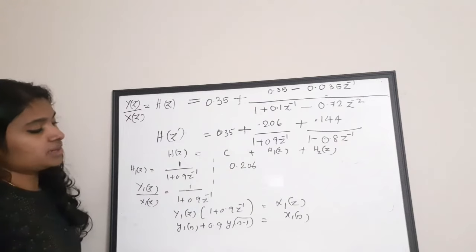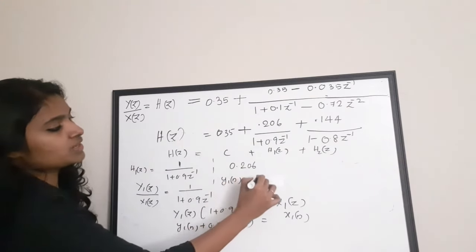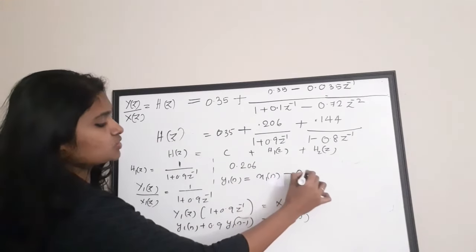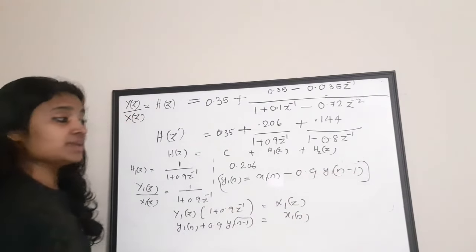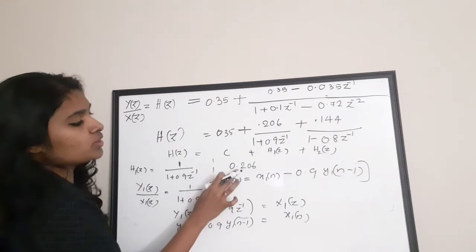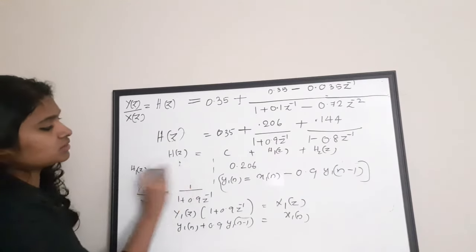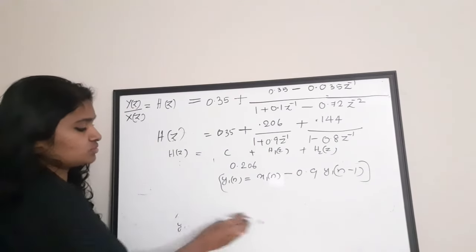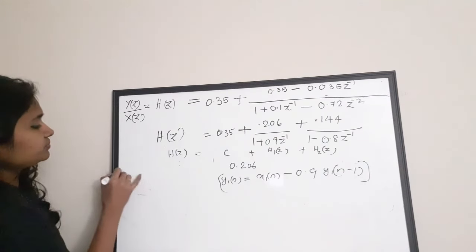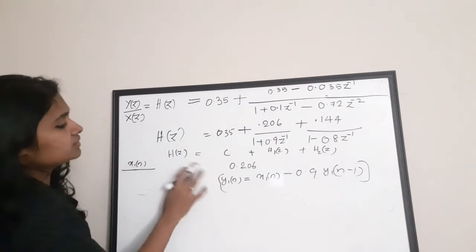Okay. Now, I am going to take this x1 of n term to that side. I'll write here to become visible. So, y1 of n is equal to x1 of n minus 0.9 y1 of n minus 1. So, this is the term to get realized. Also, there is a 0.206 at the output side. That is a constant term we need to multiply. So I'm going to draw the block diagram of this equation. So there is x1 of n term, there is x1 of n. Now there is a y1 of n at the output side.